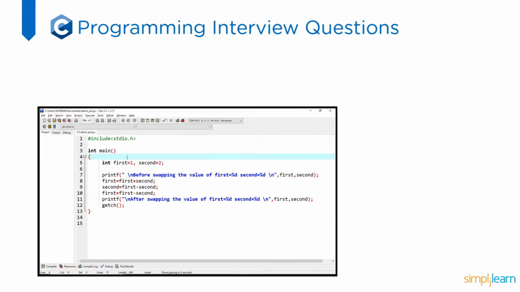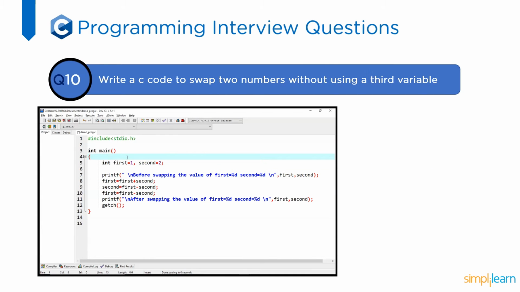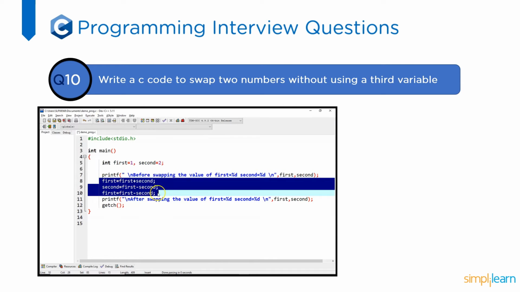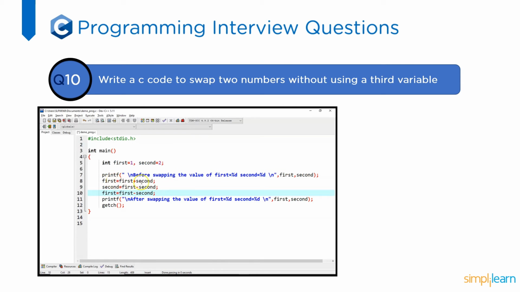And the next question is, write a C code to swap two numbers without using third variable. So here we have the variables first and second. So first is initialized to value 1 and second is initialized to value 2. So print before swapping the values of first and second, and it will print the values initially. So initially the values of first and second are 1 and 2. Then coming to these statements, so here first is equal to first plus second.